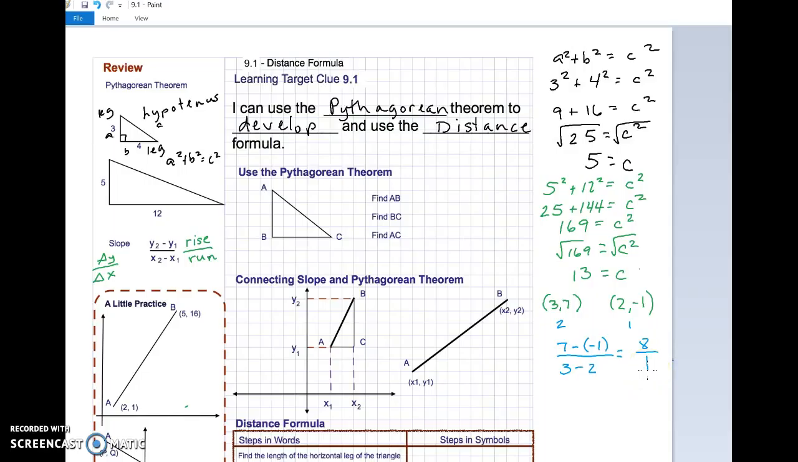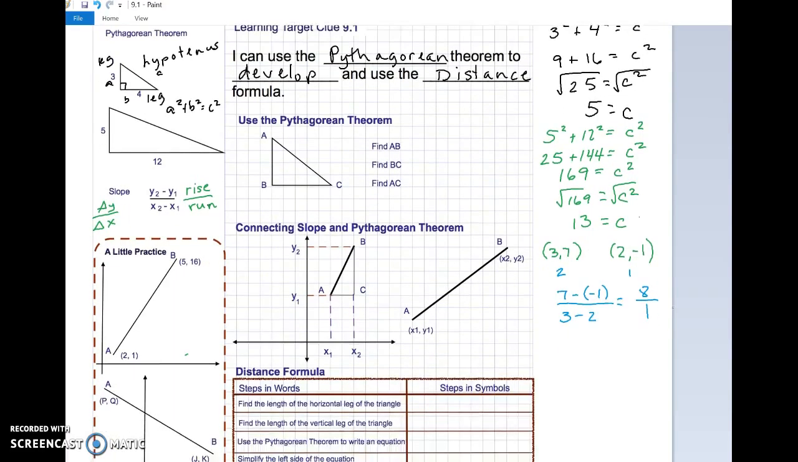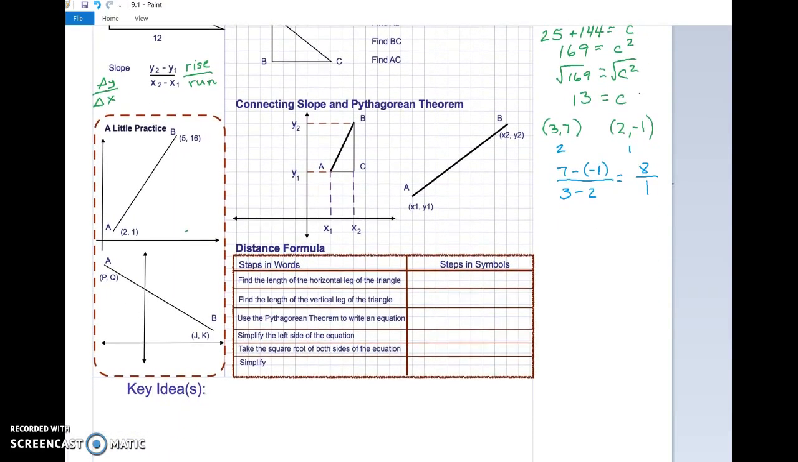That's an important thing to remember. You're going to be doing that using the Pythagorean theorem and figuring out the distance between 2 points, like how long, what's the distance, and slope is going to help us. Okay? Let's get going. So let's connect slope and the Pythagorean theorem.